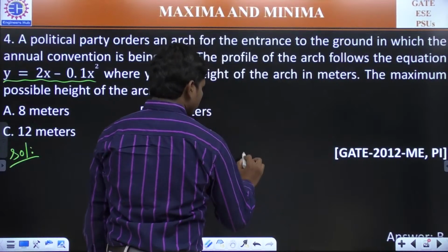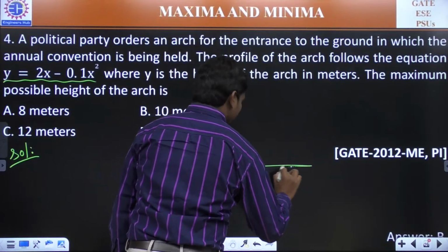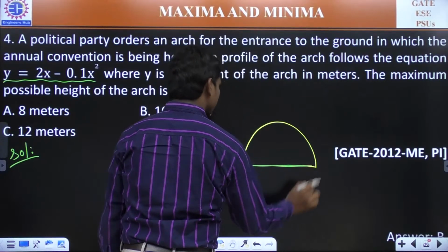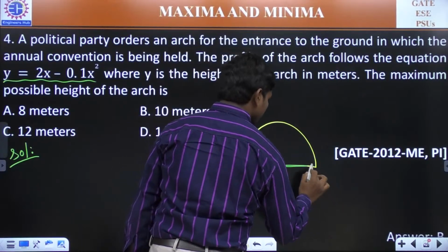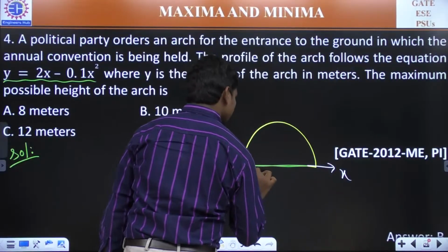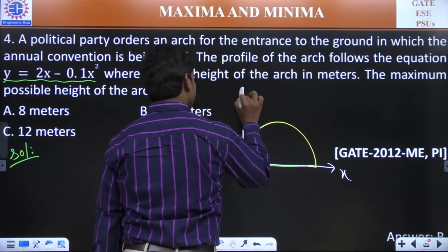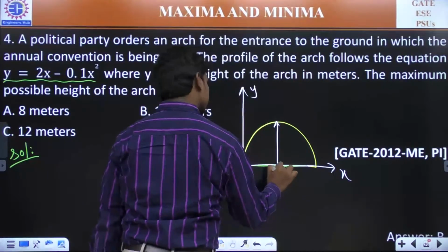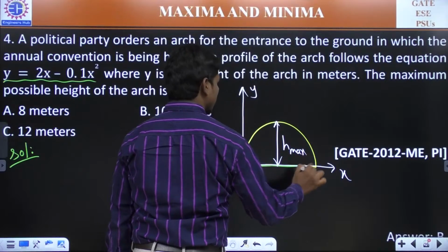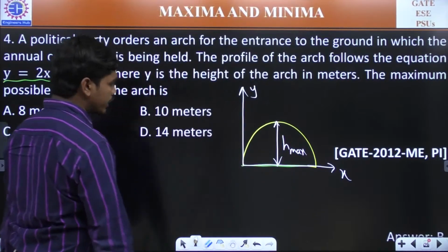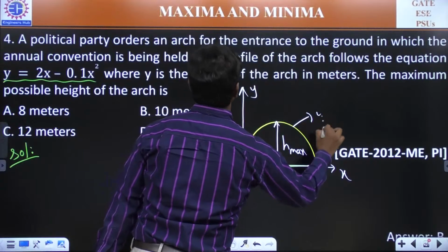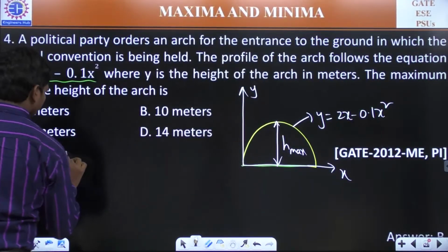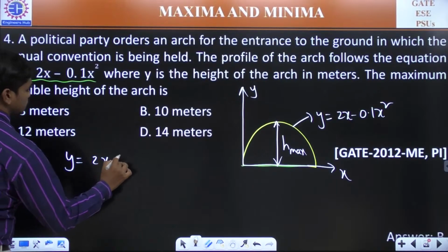So see here. If this is the ground, then these people are ordering an arch, which is parabolic. Okay. And if this is the x-axis from here, the arch is something like this. The height of the arch is given by y, and this is h max of the arch. People will be walking inside this arch. And the equation of this arch is given by y is equal to 2x minus 0.1 x square.